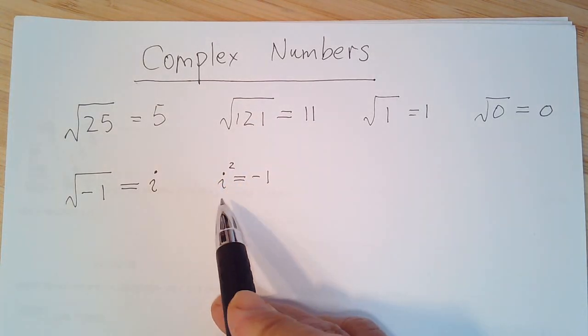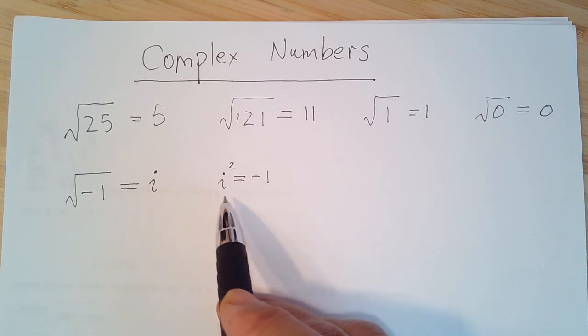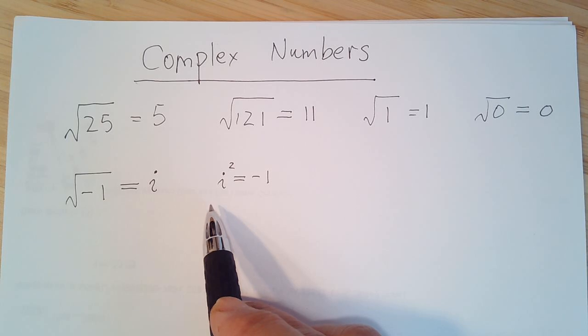This i, you probably think, well, I don't see that. I cannot understand. Yeah, don't worry. That's not a real number. It's not a real number because in the real number world, we cannot find any number you square to get a -1. But in the imaginary world, it's possible.